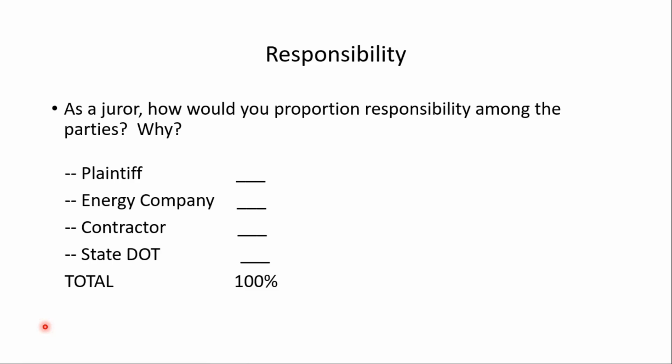But it seems to be maybe 10 to 15% the plaintiff, and then 40 on the contractor, 40 on the energy company maybe, and then 5 or 10% on the DOT. So it's interesting. I teach this course all over the country, and I do this example, and it's interesting how the percentages always seem to be close to those values, though I know there's some variation here.